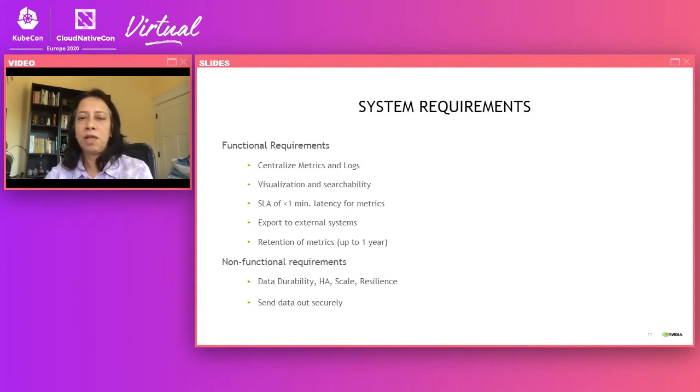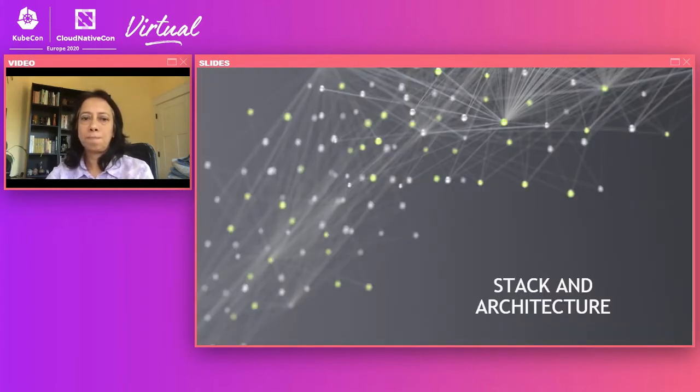The system should be highly available. The stack should scale as we add nodes, and it should be resilient. We also need to keep security in mind when we send metrics to the external cloud. Let's now look at the stack and the architecture.